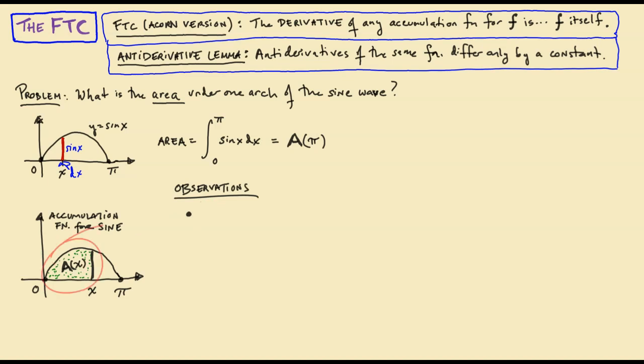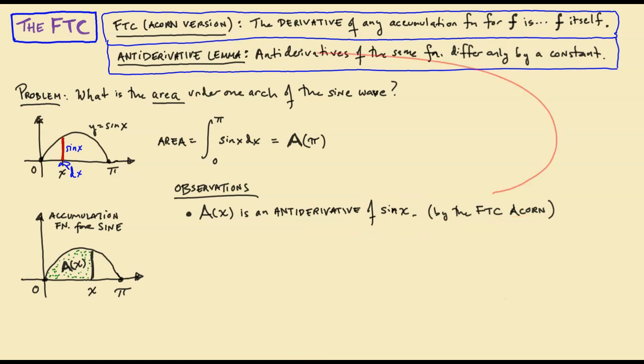First, what do we know about this function A, this accumulation function for sine? Well, the FTC Acorn tells us something. It tells us that A of x, the accumulation function, is an antiderivative of sine x. Be sure you see why this follows from the FTC Acorn. It tells us that when we take the derivative of some accumulation function for a given function, we get the given function back.